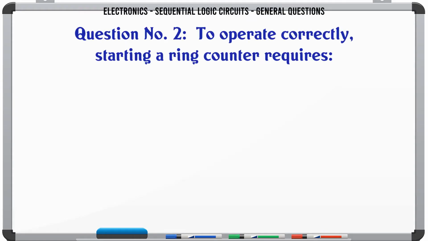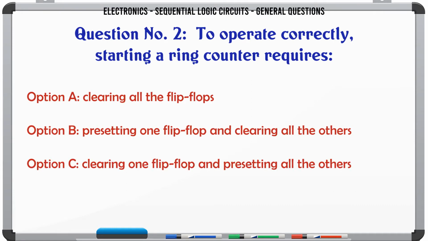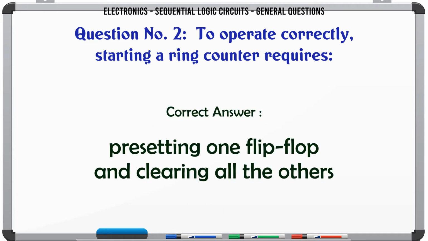To operate correctly, starting a ring counter requires: A. Clearing all the flip-flops. B. Presetting one flip-flop and clearing all the others. C. Clearing one flip-flop and presetting all the others. D. Presetting all the flip-flops. The correct answer is presetting one flip-flop and clearing all the others.